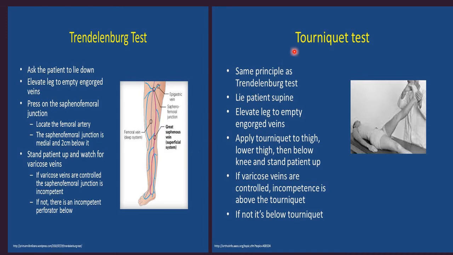Now the tourniquet test is the same principle as the Trendelenburg test. So you lie the patient flat, elevate the leg to empty these veins, apply the tourniquet to the upper thigh, and then ask the patient to stand up. If the varicose veins are controlled, incompetence is above the tourniquet, that is at the SF junction. If not, it is below the tourniquet in the deep perforators of the thigh or the leg.